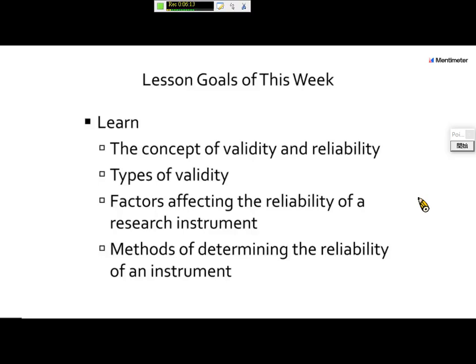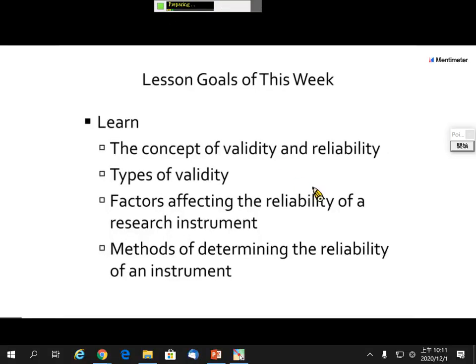Validity means whether the data you collect is the data you want to collect to answer your research question, right? But how about reliability? Reliability indicates whether the data collection is consistent, whether the measurement is consistent or not.